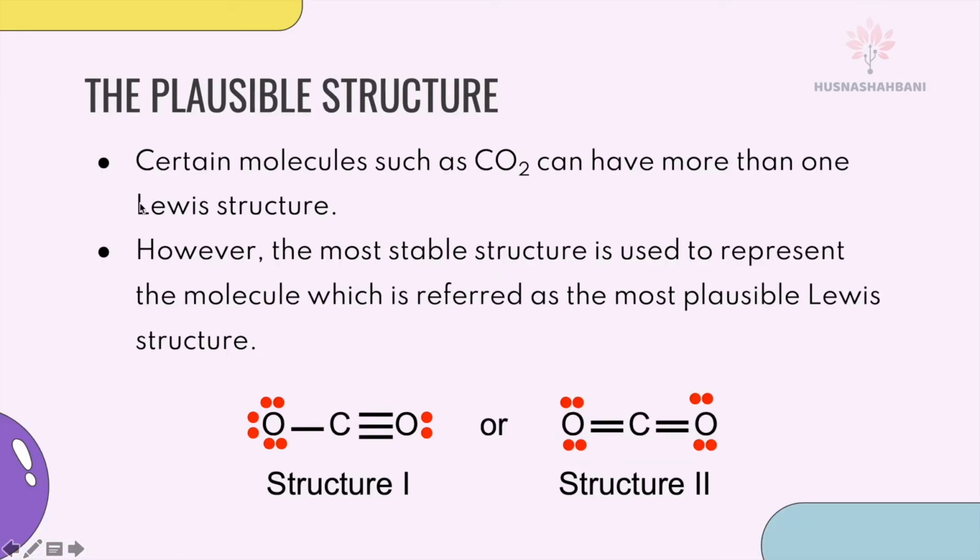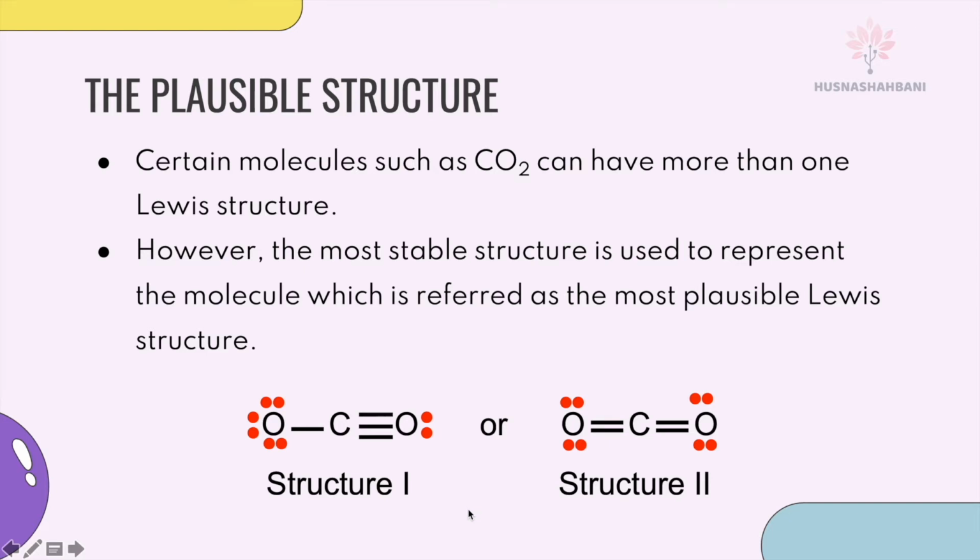The plausible structure. Certain molecules, such as CO2, can have more than one Lewis structure. However, the most stable structure is used to represent the molecule, which is referred to as the most plausible Lewis structure. These two are the structures for CO2. If you check, the surrounding atoms and the central atom have achieved the octet electron arrangement for both structures. However, you must only choose one most plausible Lewis structure to represent the carbon dioxide molecule.